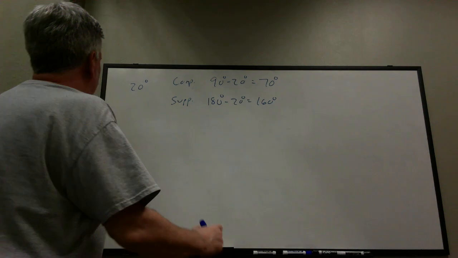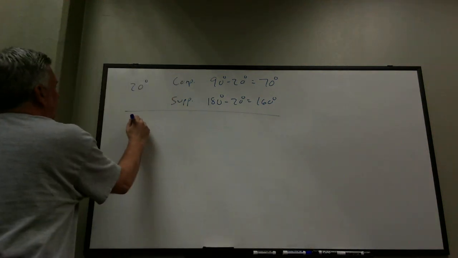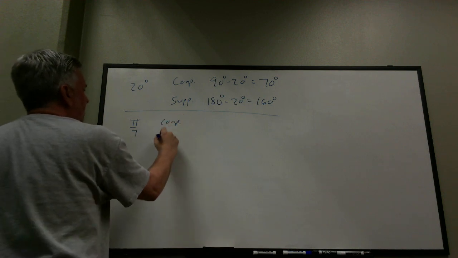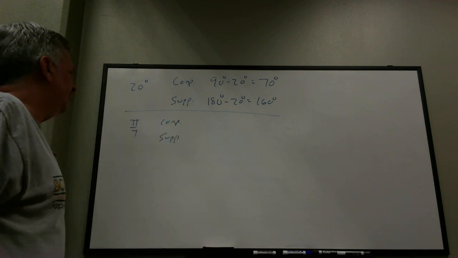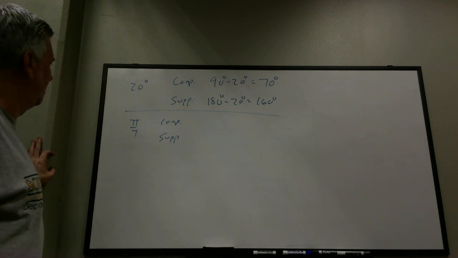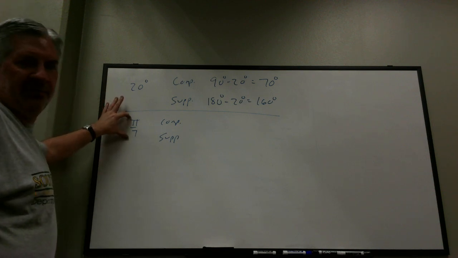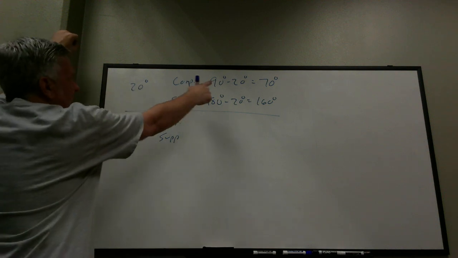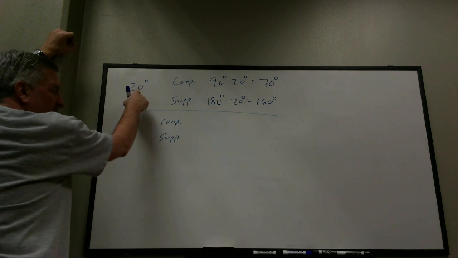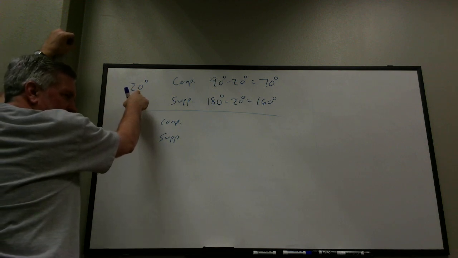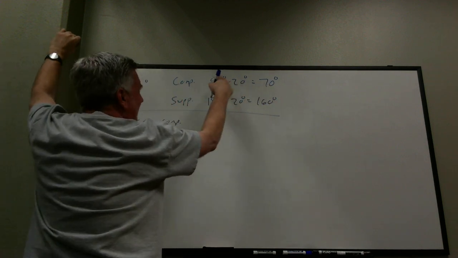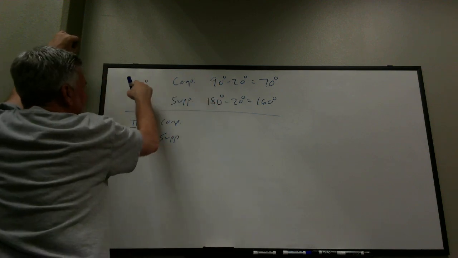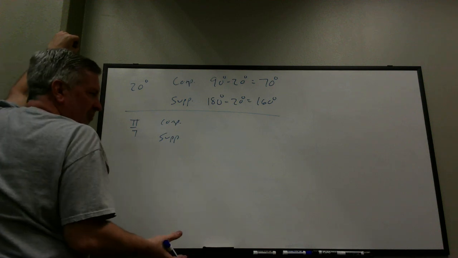Okay, the next example says do the same thing for pi over 7. Now that's radians. So we want the complement and we want the supplement. Now here you have to think in terms of radians. Two angles are complements of one another if they sum to pi over 2. Okay? Now, how did we get the answer 70 here? If you know one of the angles is 20 degrees, the complement was 90 minus 20. And the supplement was 180 minus 20. It's the same computation in radians.